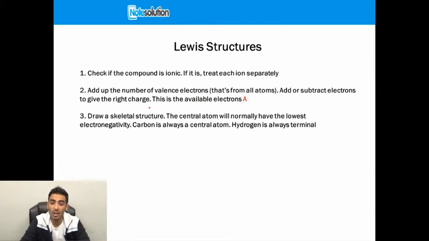Now at this point we draw a skeletal structure, a structure just representing the bonds between the atoms. The central atom will normally have the lowest electronegativity. Carbon is always a central atom and hydrogen is always a terminal atom.